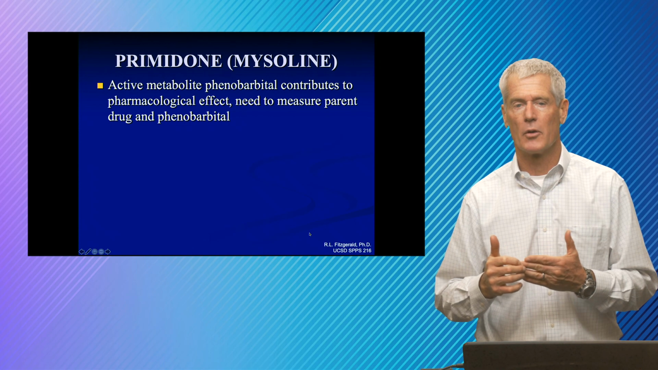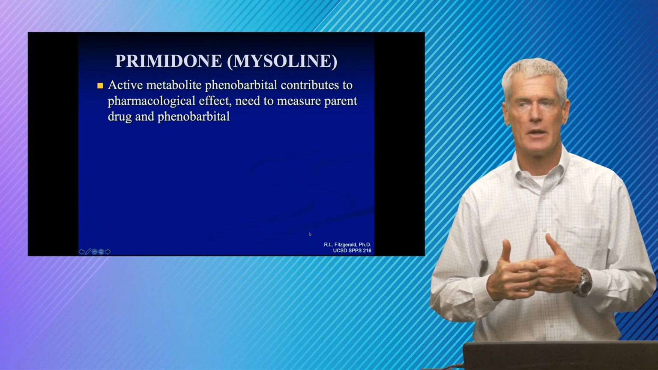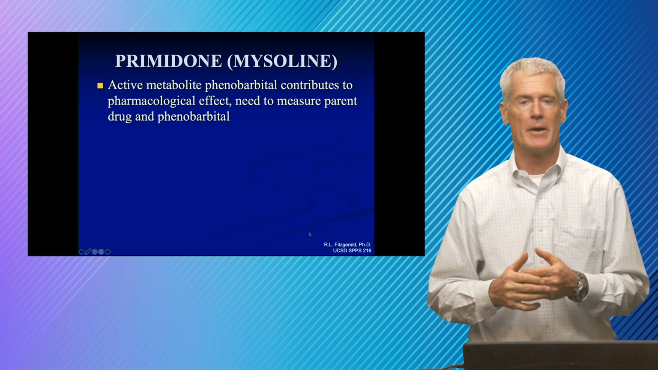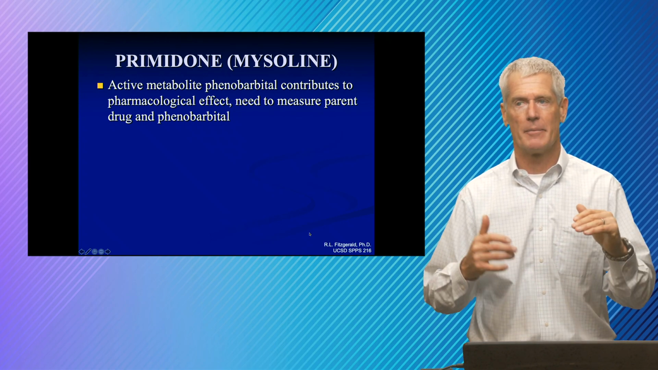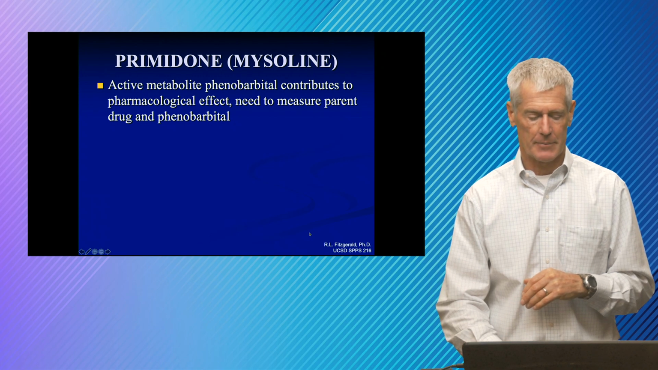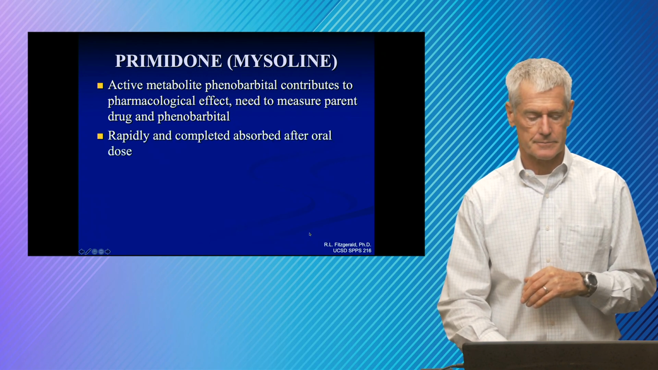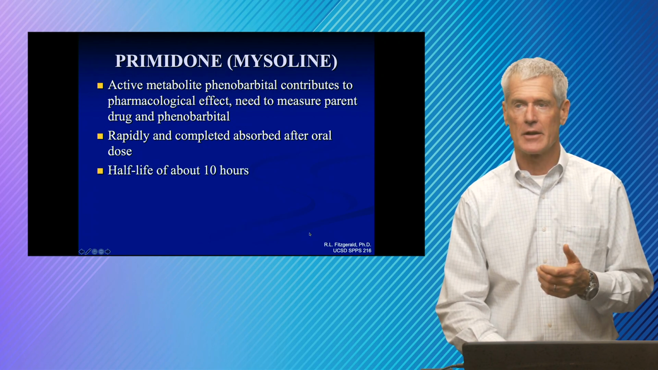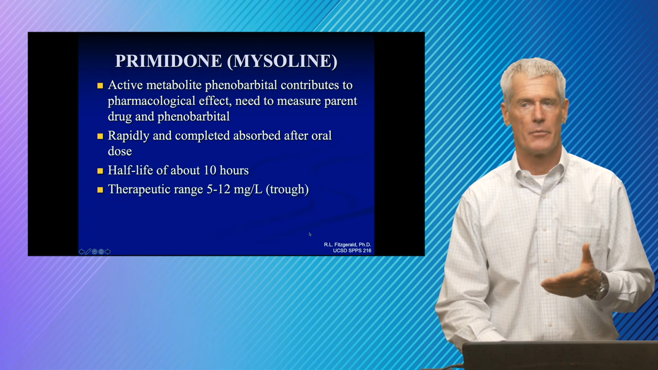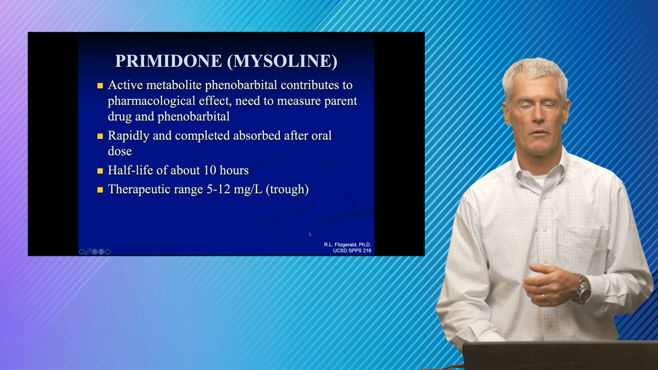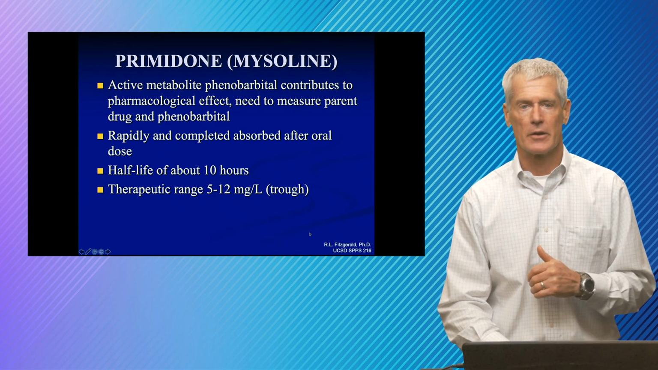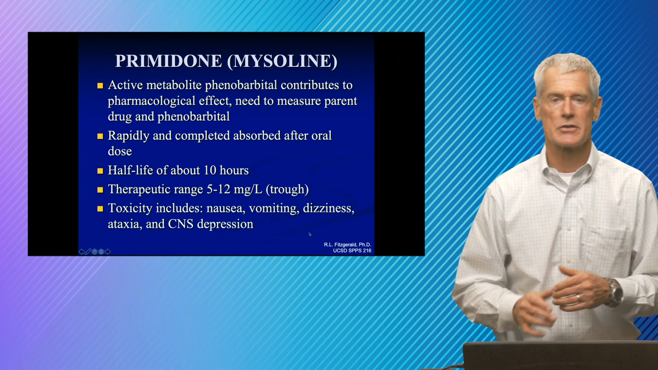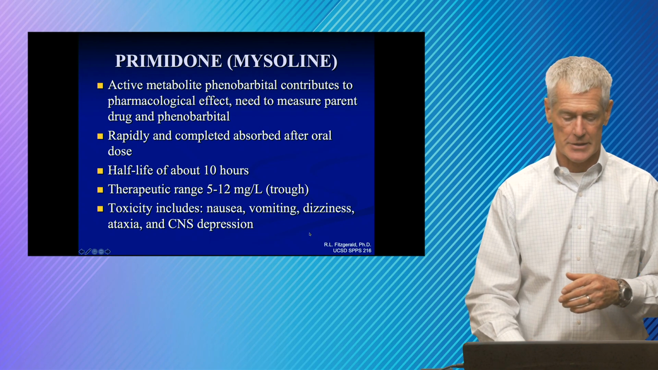PRIMIDONE is both a prodrug as well as an active drug itself. It gets metabolized to PHENOBARBITAL, and so this is a case where you need to measure both the parent compound as well as its metabolite. Well absorbed, half-life of about 10 hours, therapeutic range of 5 to 12, and you also need to be measuring its phenobarb. Again, like phenobarbital, it's a central nervous system depressant, and we're going to see similar signs and symptoms.